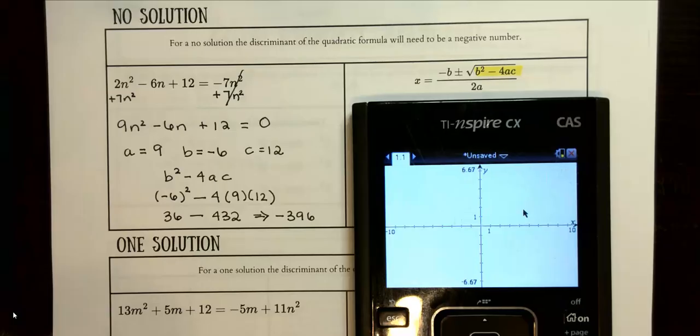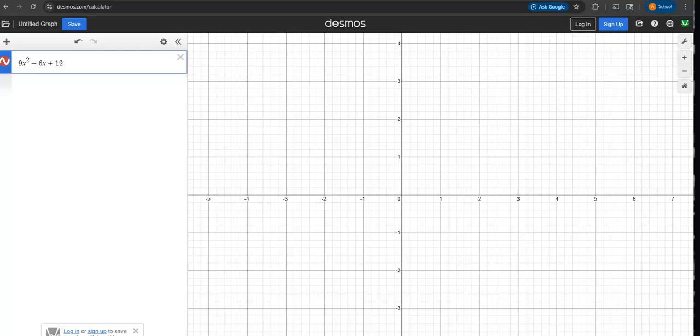Now you don't have to use the TI-Inspire. You can also use Desmos to check your work. I'm going to show you Desmos just because it's a little bit more user-friendly than our actual calculator. And Desmos is something that you can also use on your STAR Algebra 1 test. So if you go to Desmos, you can click on the graphing calculator. Notice that I'm typing in my equation right here, and there's nothing on my graph.